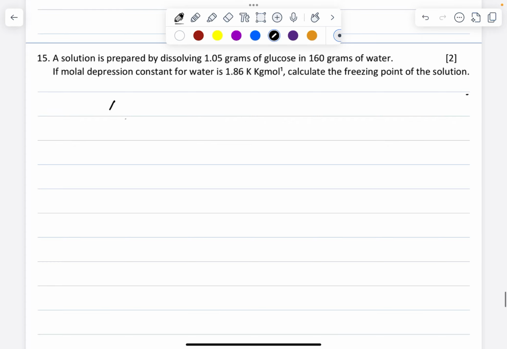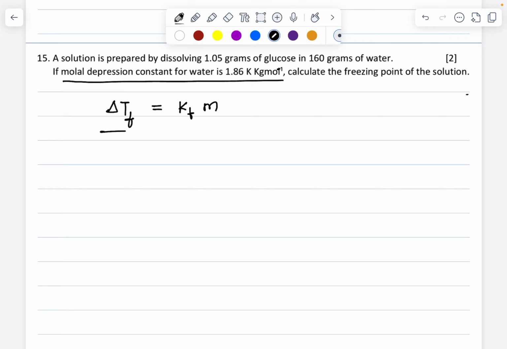We know that delta TF, the depression in the freezing point, is directly proportional to molality, and we write this as Kf into molality. Kf, the molal depression constant, is given as 1.86 Kelvin kilogram per mole. What we need to find is delta TF. First we'll find this delta TF, then calculate the freezing point of the solution. We'll come to that later.